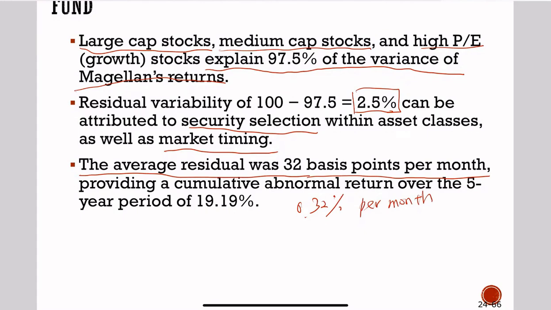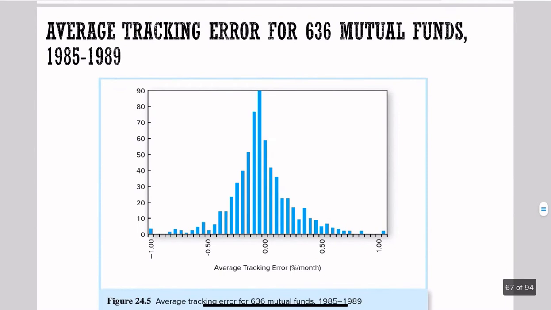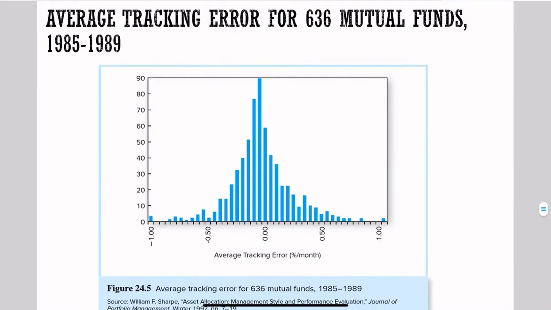And you can see that if you calculate the cumulative abnormal return, then the 5-period return is 19.19%. So you can do this using, so we have what? We have 5 years, 60 months. I suppose this is the number you can get. Okay, I will skip this.